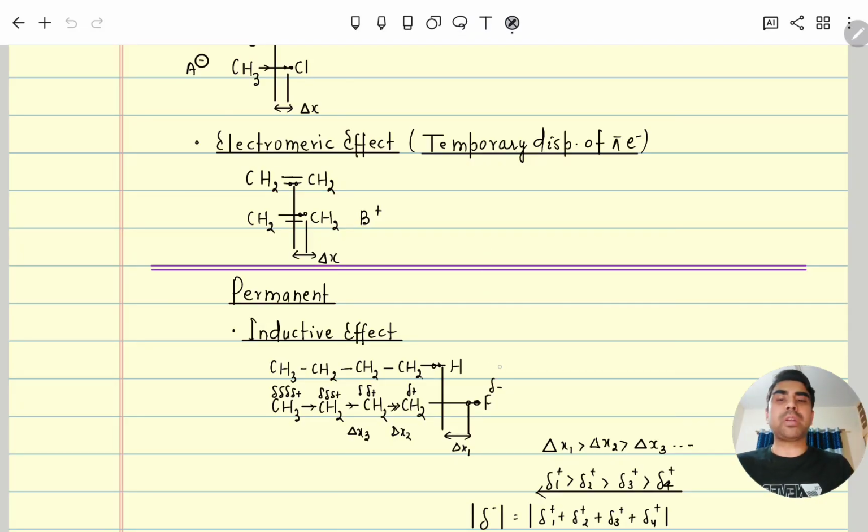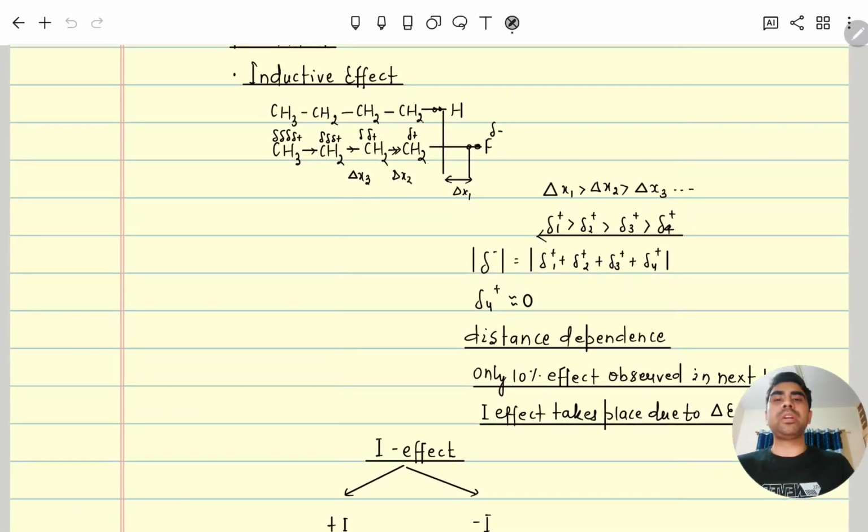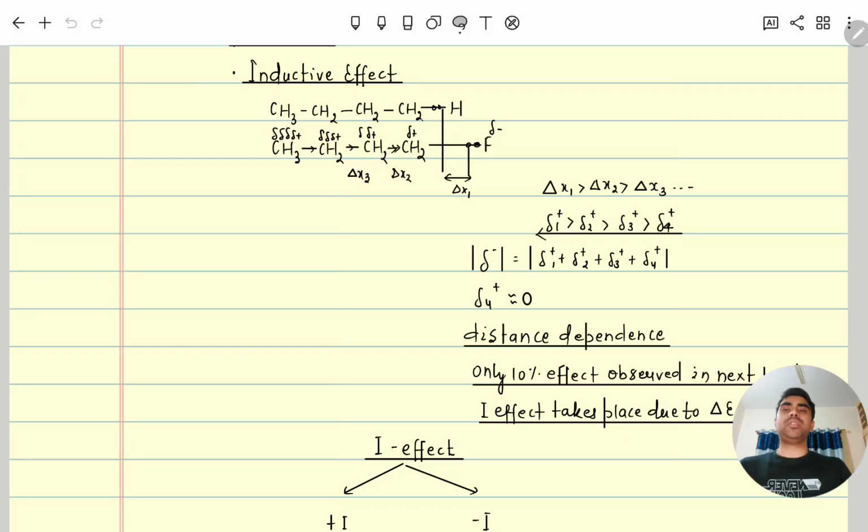Next, moving on to permanent displacement. Permanent displacement is of three types: inductive effect, resonance or mesomeric effect, and hyperconjugation. For the inductive effect, you can see these entities: CH3, CH2, CH2, H, where hydrogen is the reference atom. With that reference, now the reference is removed. Let's suppose here fluorine is there.